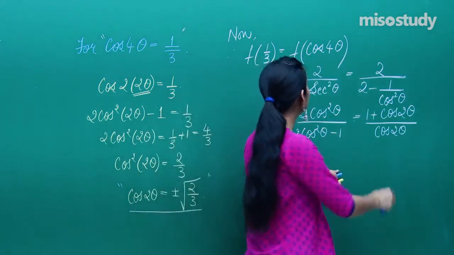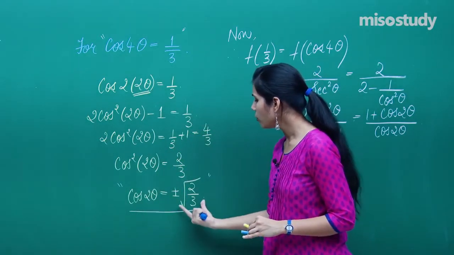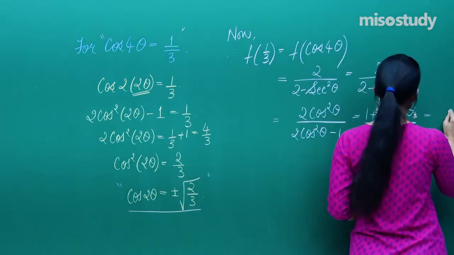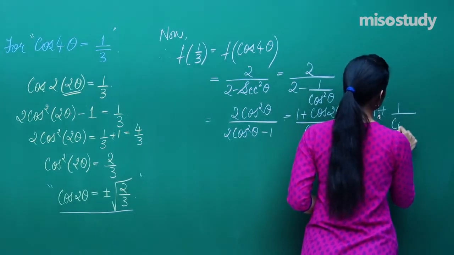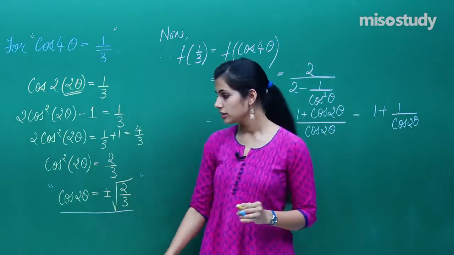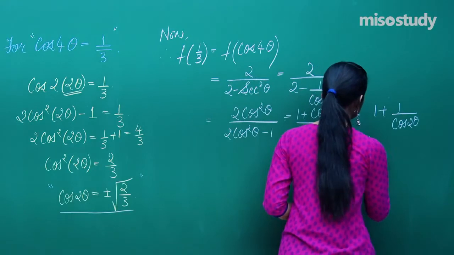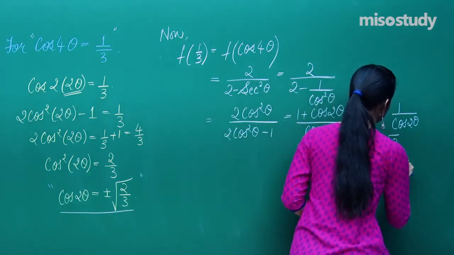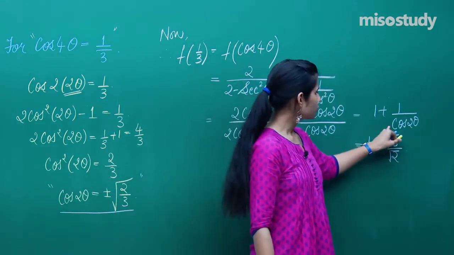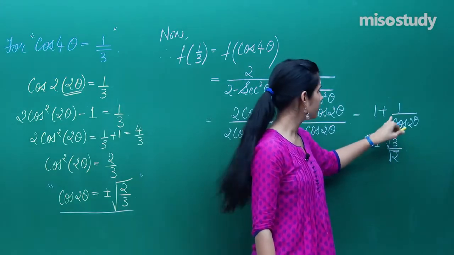Now, because 1 by 3 I had taken equal to cos 4 theta, that means cos 2 theta was plus minus root over 2 by 3. This further simplification gives me 1 plus 1 by cos 2 theta. Now, cos 2 theta is what? Plus minus root 2 by root 3. So, its reciprocal will be 1 plus minus root 3 by root 2. Cos 2 theta is root 2 by root 3, so 1 upon cos 2 theta will be root 3 by root 2 with plus minus.